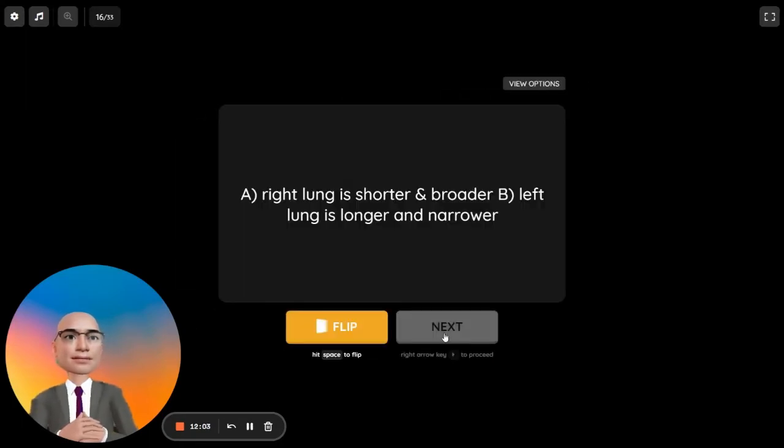Now again, this is a true and false type of question. Right lung is shorter and broader. Left lung is longer and narrower. Right lung is shorter and broader, whereas left lung is longer and narrower. So both these statements are true, isn't it?